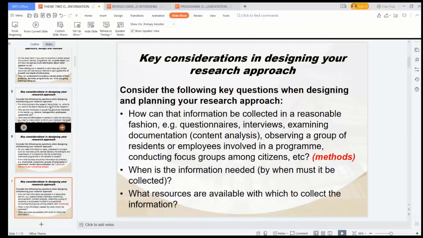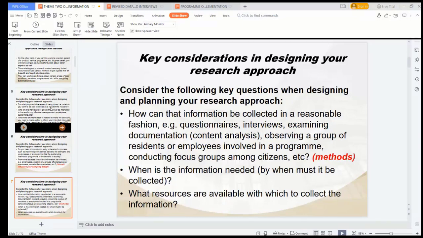When is the information needed? By when must it be collected? It must be time-based. You see, a research project sometimes has got time limitations, in that if an organization wants to solve an existing problem by a specific time frame, then a person who they are employing to commission research on their behalf will be given time frames: we will give you this much, but you bring the results within 6 months or within 5 months, so that we can be able to address the problem that we are faced with.